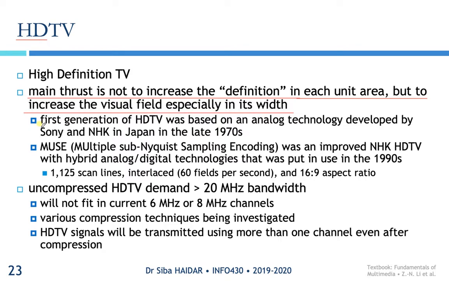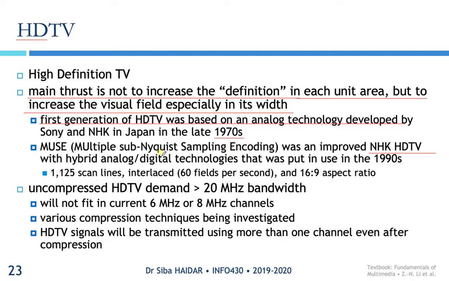First generation of HD TV was based on an analog technology developed by Sony and NHK in Japan in the late 1970s. And then we have MUSE, which is multiple sub-Nyquist sampling encoding, an improved NHK HDTV with hybrid analog digital technologies. So they used not only digital technologies, also hybrid technology that was put in use in the 1990s.